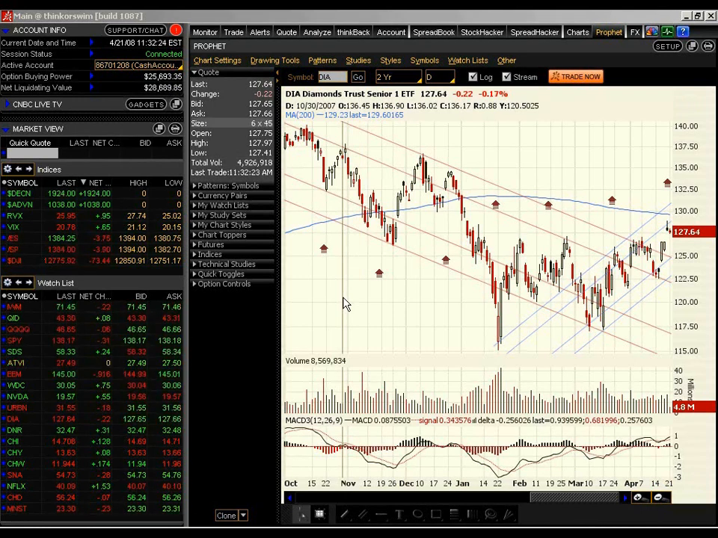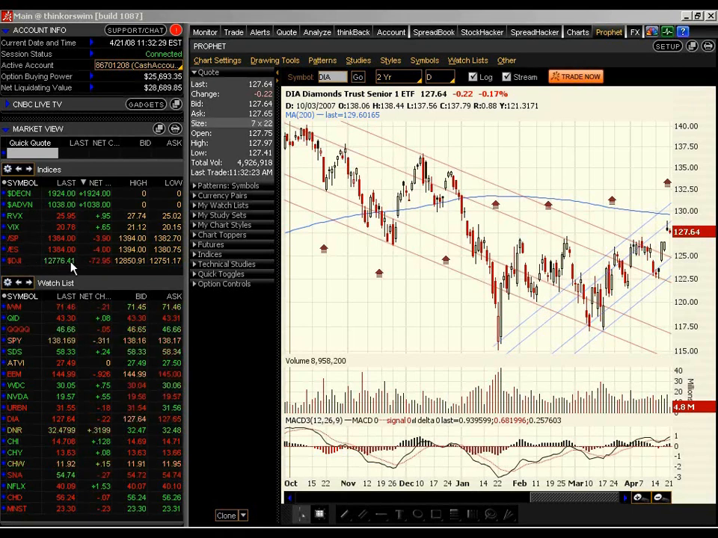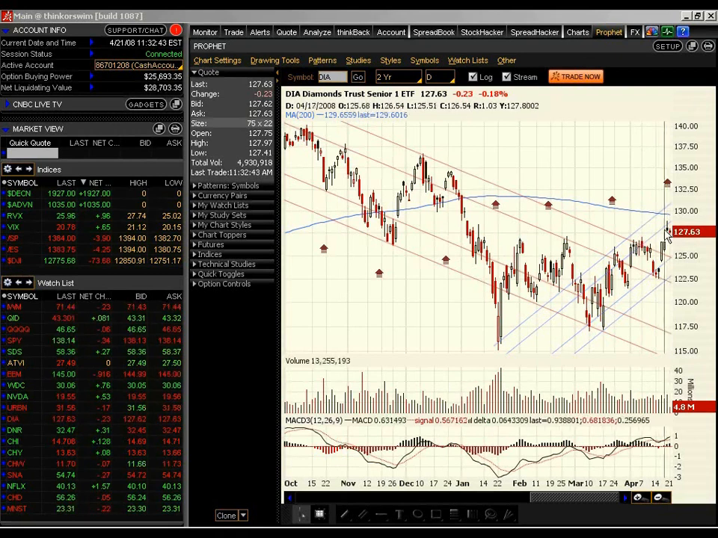And if you take a look at the indices over here, you can see that the Dow Jones Industrial Average is at 12,776. The diamonds try to mimic the price of the Dow Jones Industrial Average. It's about as close as it can get. There are some adjustments that are made, I guess, to the ETF itself, but it's pretty close to it.